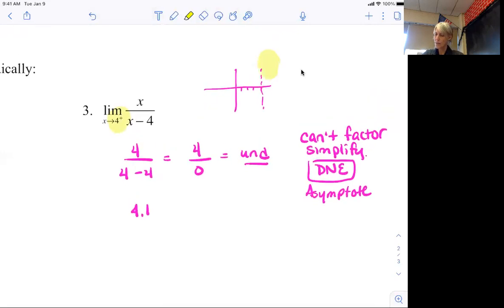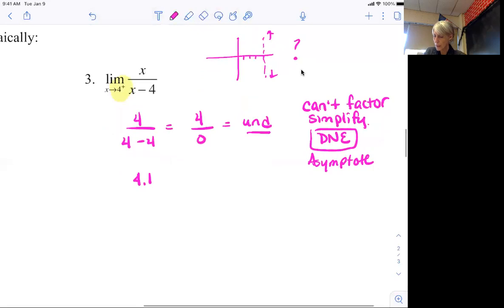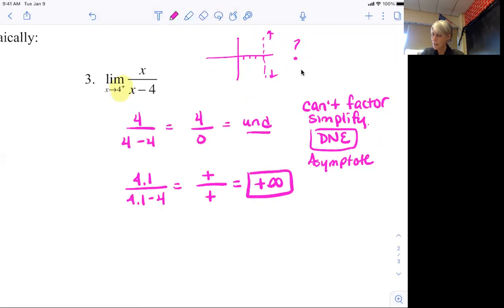Is it going to positive infinity? Or is it going to negative infinity? That's our question. So we take a number a little bit bigger than 4, and we use signs to help us. 4.1 is a positive value. 4.1 minus 4 is a positive value. So this graph is going to positive infinity. That one is the winner.